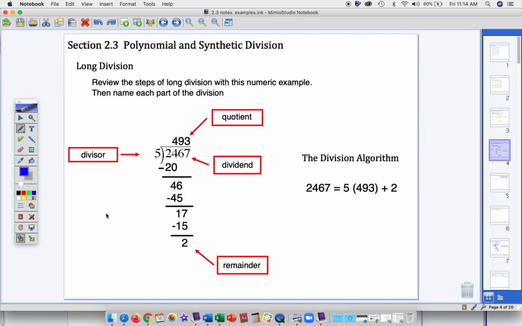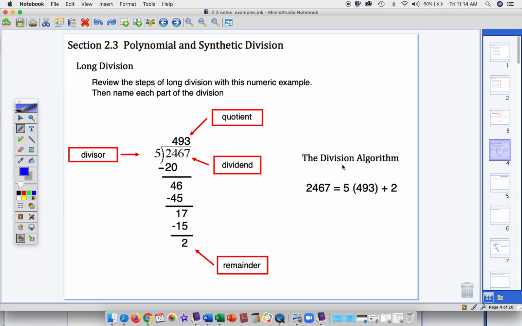Okay, let's see how you did. So hopefully you've got 493. That's what we call the quotient, right? 5 is our divisor. Here's the tough one to remember. The number we're dividing into is called the dividend. And then, of course, this is the remainder.